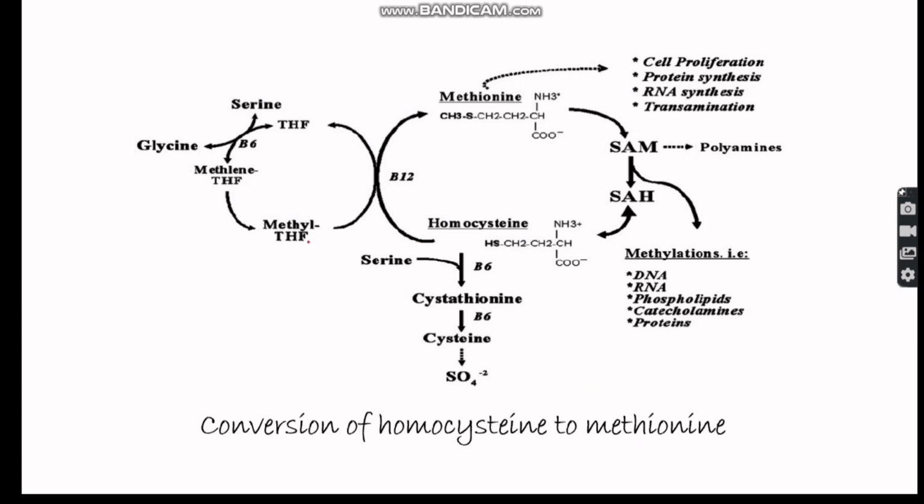This is another diagram which shows that this is methyl tetrahydrofolate. It will be demethylated. It will give its methyl group to vitamin B12 and it will be converted into tetrahydrofolate. Then this vitamin B12 will catalyze the conversion of homocysteine to methionine by an enzyme, that is methionine synthase. As this methionine is required for cell proliferation, protein synthesis, RNA synthesis, and translation, the methionine will then further produce S-adenosylmethionine, which will produce polyamines.